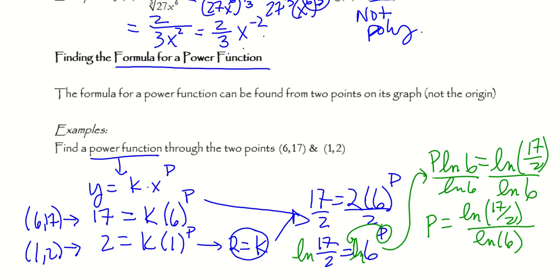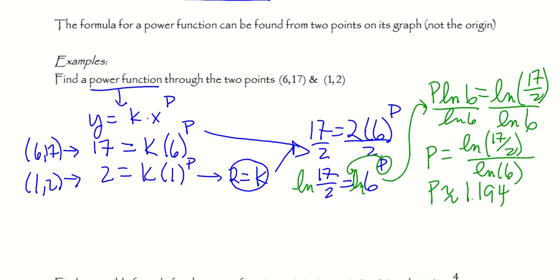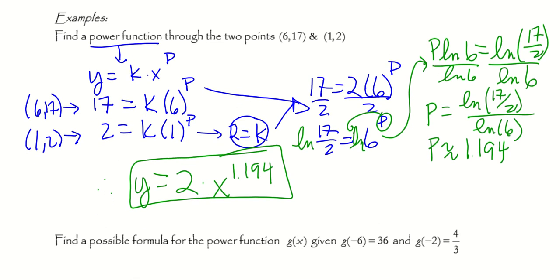If I stick that in my calculator and let it help me evaluate that, I get a better sense of its size, and I get p is about 1.194. So, trying to get a formula, I can now say that therefore my power function will be of the form y equals my k, 2, times x to my exponent, which is about 1.194. And there's my formula. Okay? So, not anything new. We've done all this before, just applied to a new type of function.